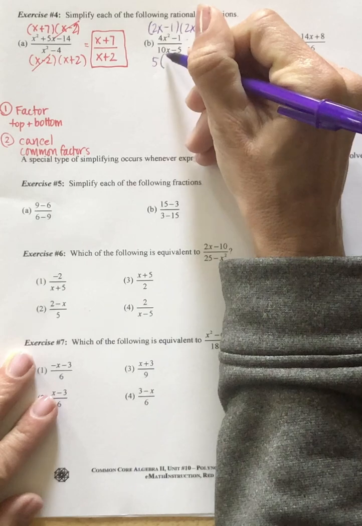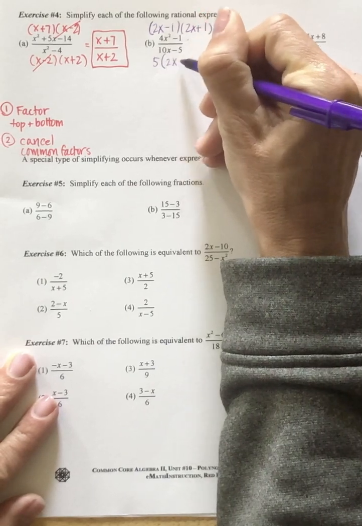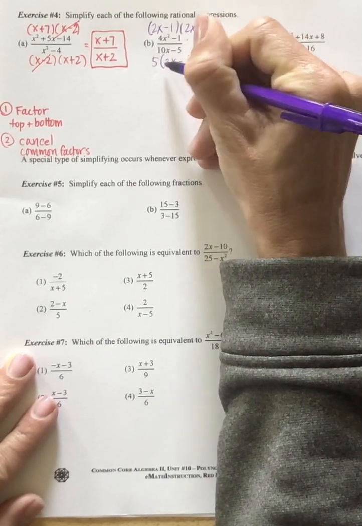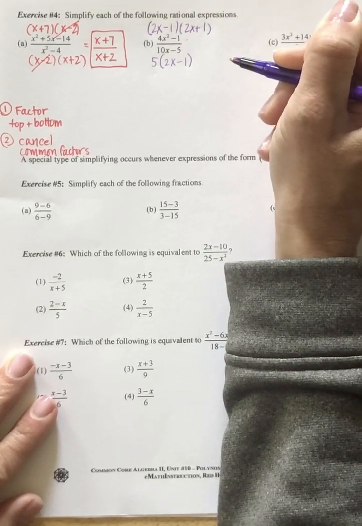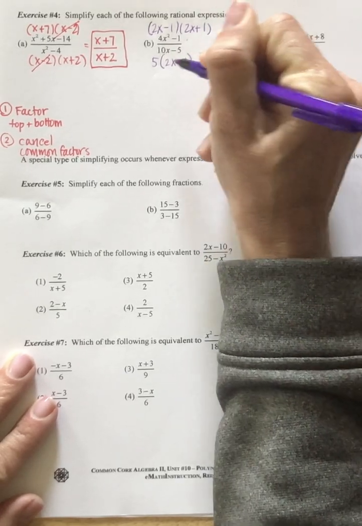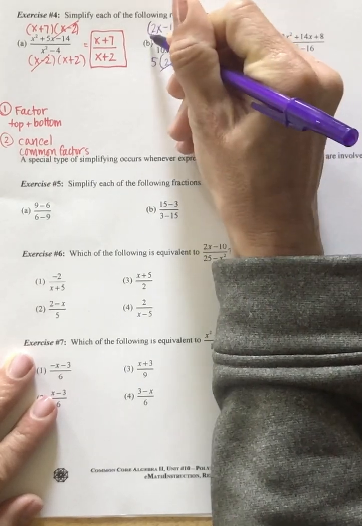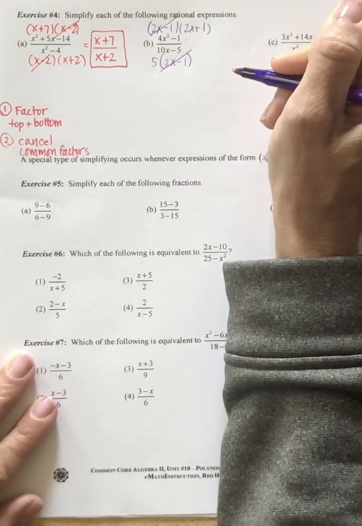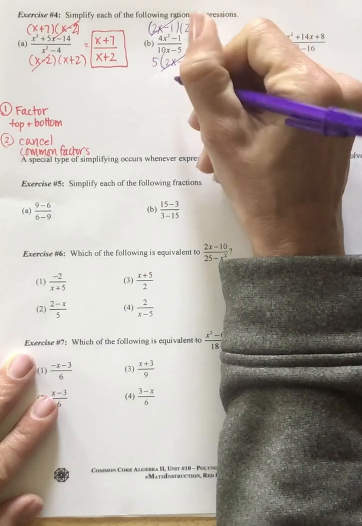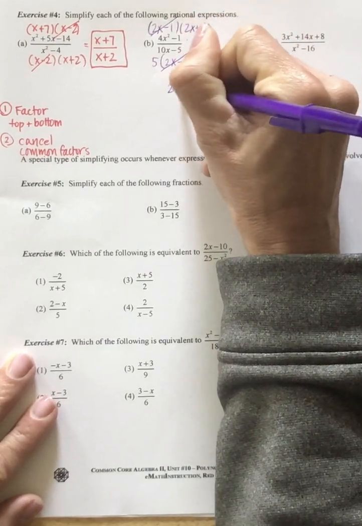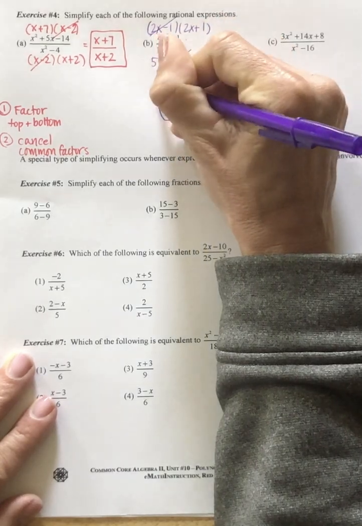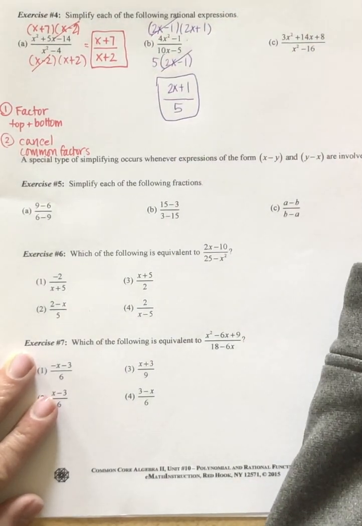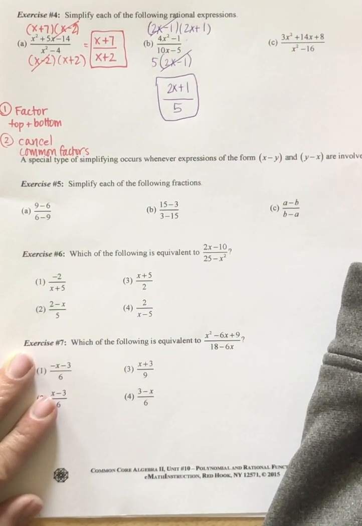So 5 will go into 10x and leave you with 2x. Minus 5 goes into 5 one time. So now that you have factored everything you can, you get rid of common factors. So 2x minus 1 wipes out 2x minus 1 and leaves you with 2x plus 1 all over 5. All right, so looking at letter C.